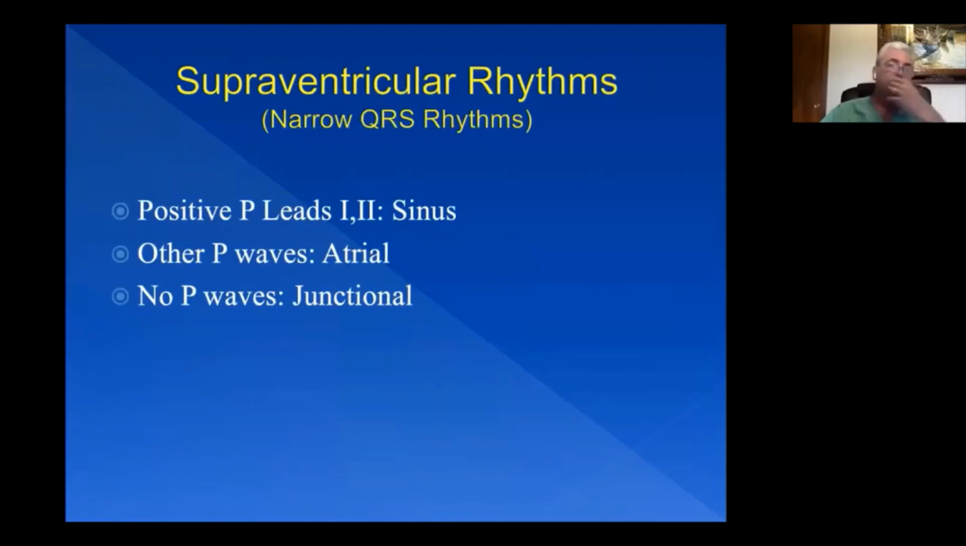So to summarize, when we have a narrow QRS, it's supraventricular rhythm. Look at lead 1 and 2. Positive in lead 1 and 2, that's sinus. Any other P wave morphology, that's atrial. No P wave, that's junctional.